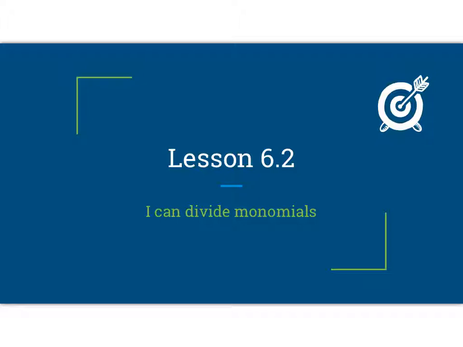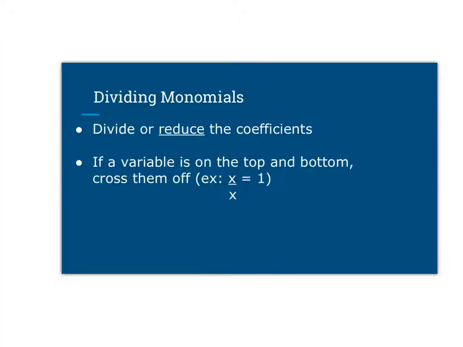6.2, we're going to talk about dividing monomials. Yesterday we talked about multiplying, so today we're focused on dividing. So you guys have a few things to fill in. When we talk about the coefficients, remember those are the big numbers out front. Either divide them, or if you have a smaller number on top and the bigger number on the bottom, you're just going to reduce, just like you would reduce a fraction.